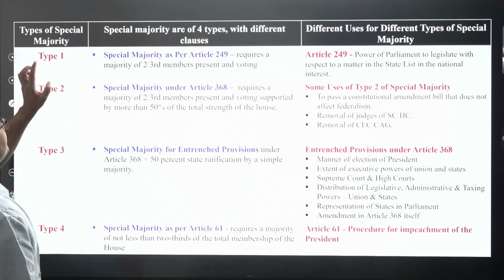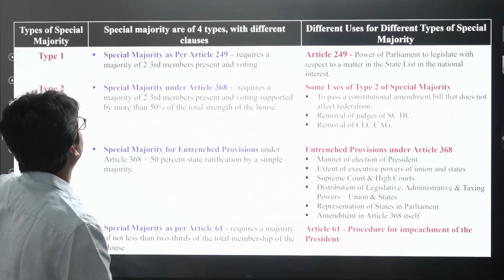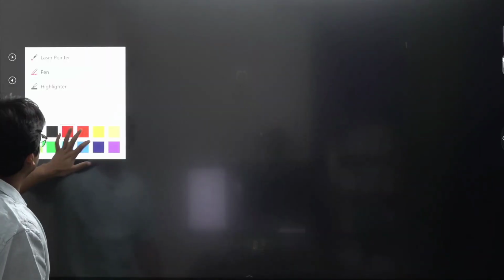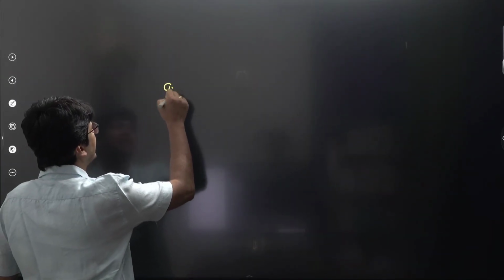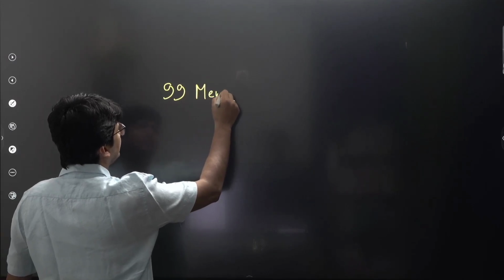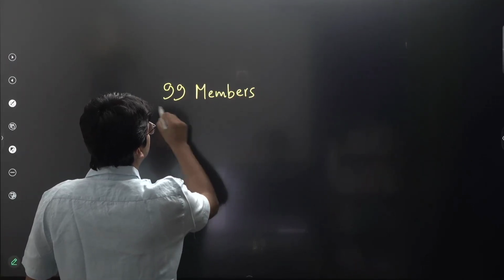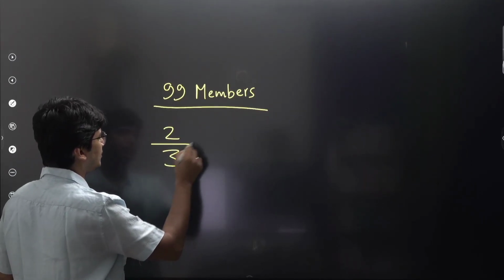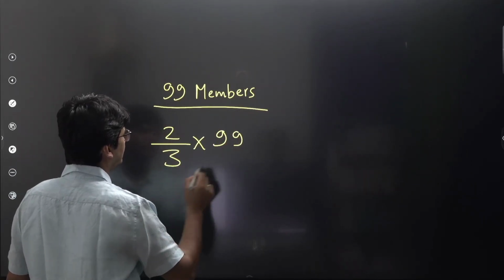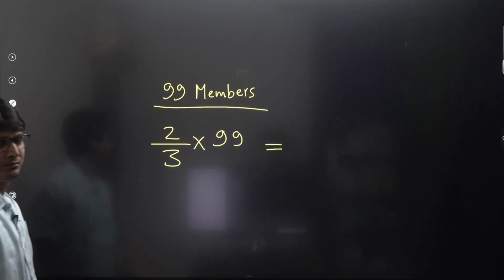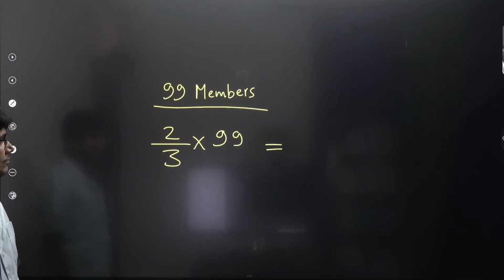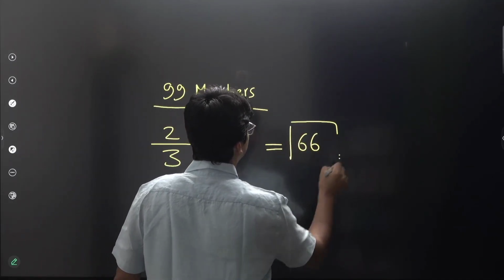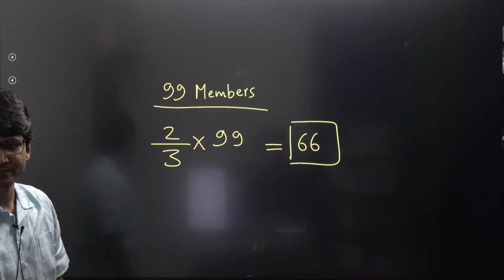What is the first? Type 1. Special majority as per Article 249 requires a majority of 2/3 of the members present and voting. Just an example: let's say there are 99 members, for the sake of calculation. Then what would be the Type 1 special majority? 2/3 of the members present and voting. How much would that be?